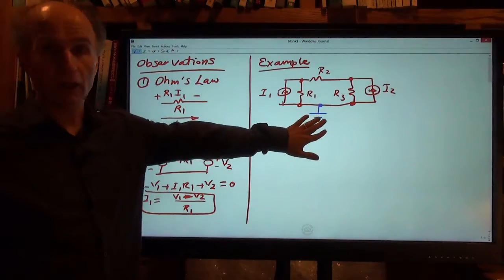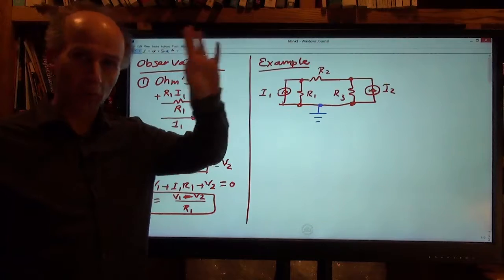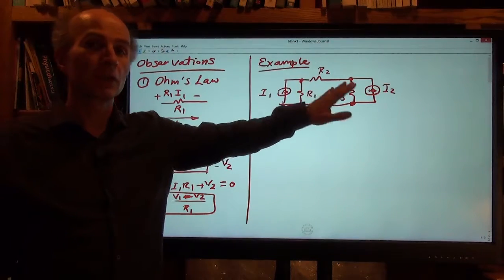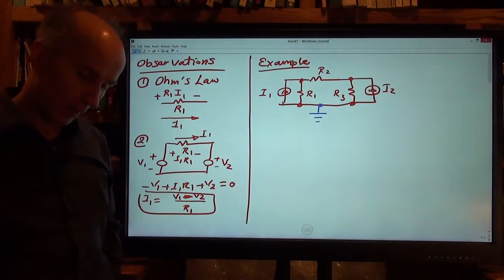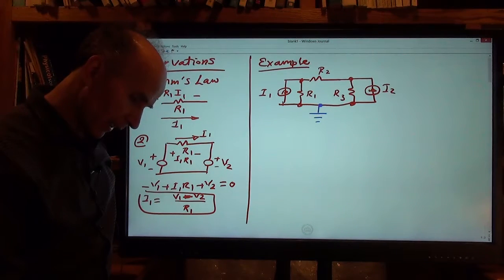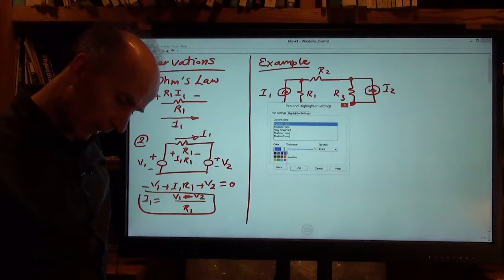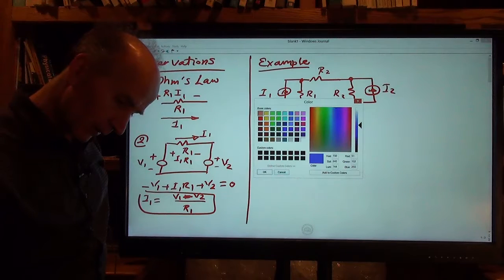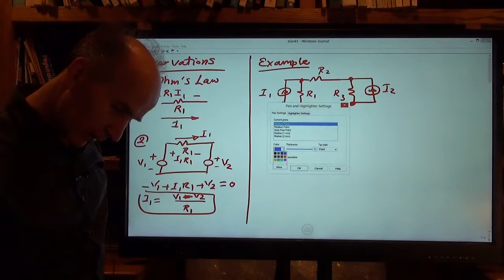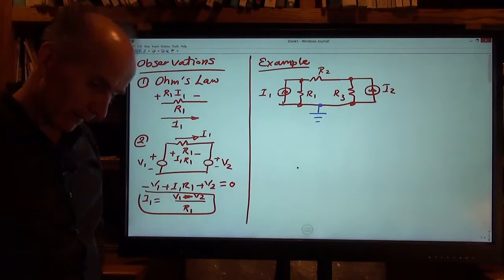So once I have this, then I'll remember that was my reference. From now on when I write equations, all my voltages are measured with respect to this point. So I'll change my color again to keep that blue for now for our ground. Okay, actually I meant it to be like that.